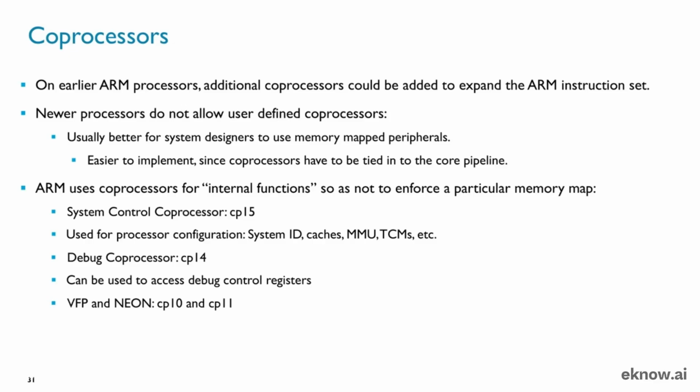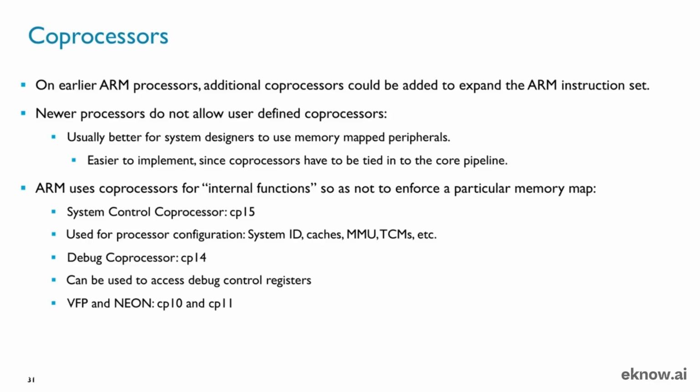This slide gives us 3 key examples of these internal coprocessors, which are identified by numbers like CP15, CP14, and so on. First, we have the System Control Coprocessor, CP15. This is probably the most important one. It's like the master control panel for the entire processor. Through CP15, you can configure the processor's system ID, manage the caches, control the Memory Management Unit, PMU, and access other critical settings.